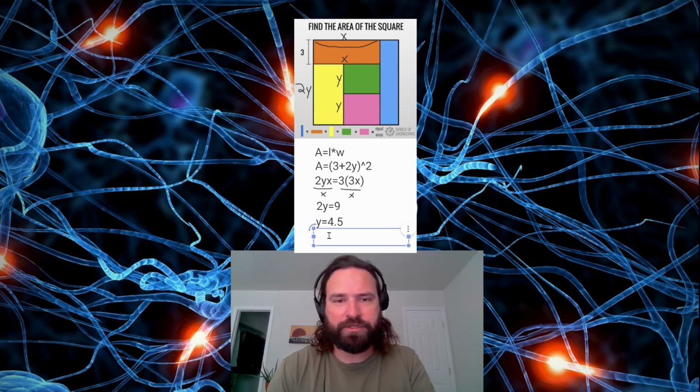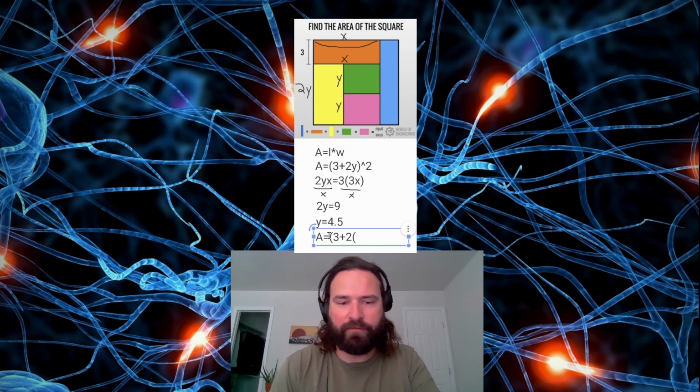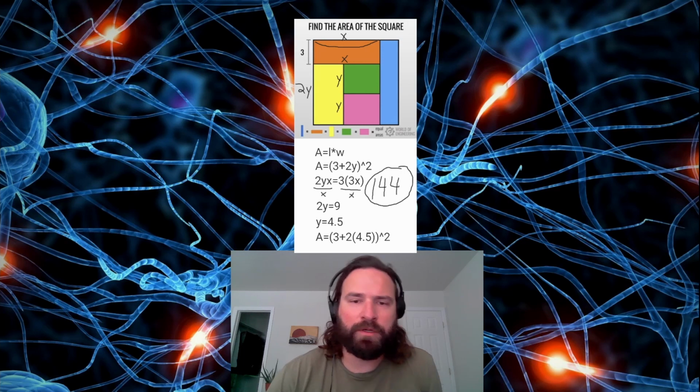So our final equation is just the area equals (3 plus 2 times 4.5) squared. I'm going to plug in the 4.5 for y. So just order of operations here, we're going to do the multiplication inside first. So 2 times 4.5 is 9. Then we'll do the plus 3, which is 12. When we square that, 12 squared is 144. That's going to be our final answer.